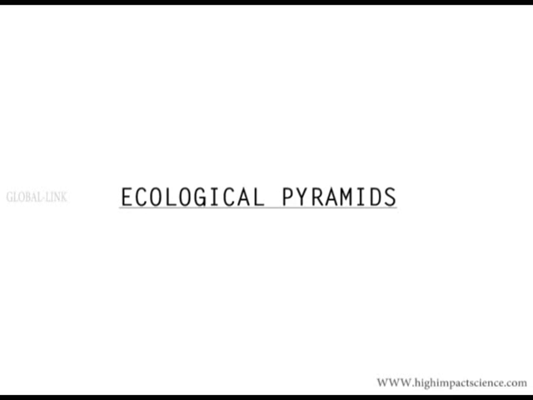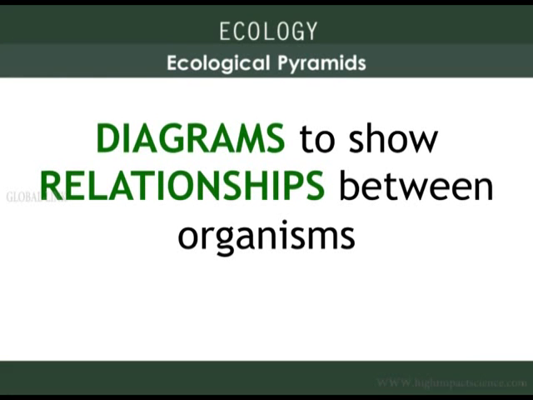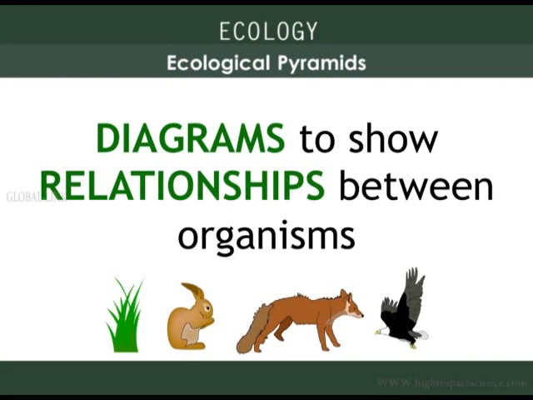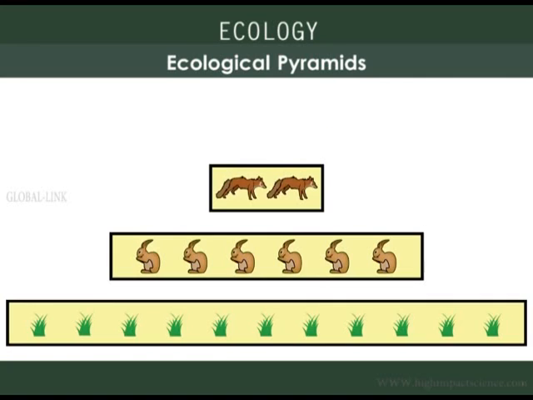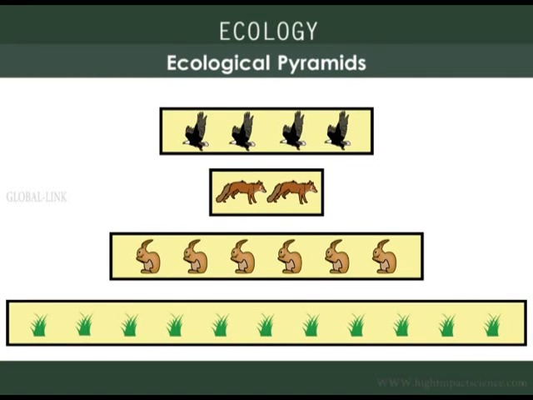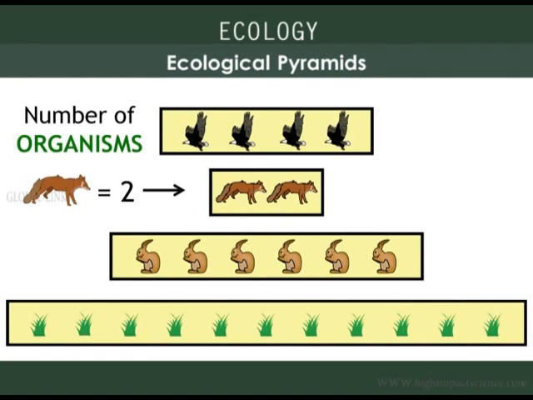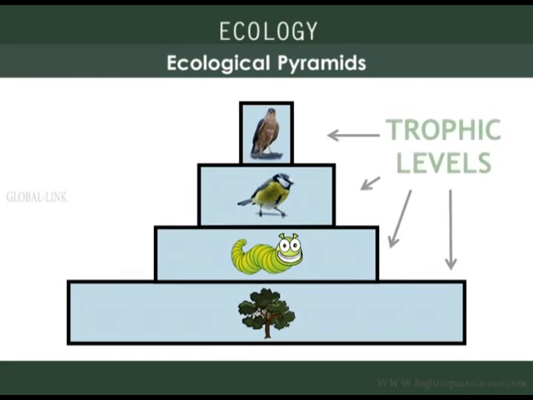And now, ecological pyramids. Ecological pyramids are diagrams used to show relationships between organisms in an ecosystem. They are made of sets of bars stacked on top of each other. They can show the number of organisms or biomass at each trophic level. They visually describe the quantities we see in food chains and food webs.